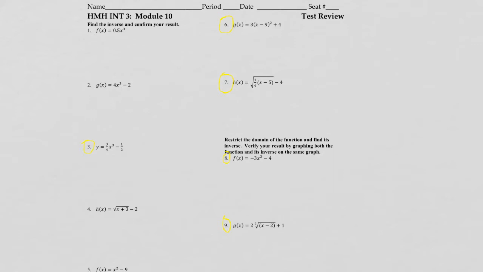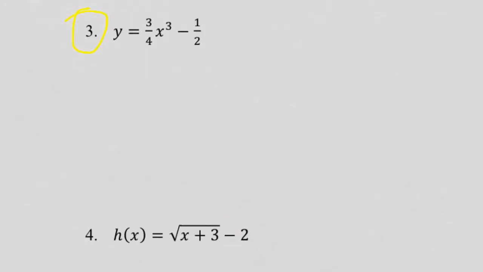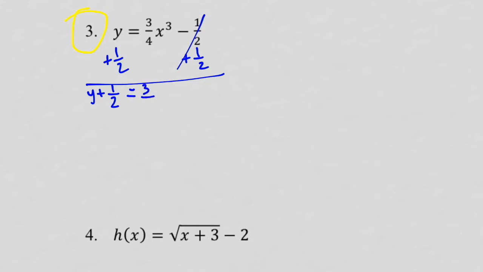Okay, let's get started. So number 1 through 7 are all asking you the same thing. Find the inverse of the function. Okay, so y equals 3 over 4 x cubed minus 1/2. The first thing I'm going to do is, the goal is to isolate the x, right? So I'm going to add 1/2 to both sides. Add 1/2, add 1/2. That cancels there, so it's y plus 1/2 equals 3/4 x cubed.